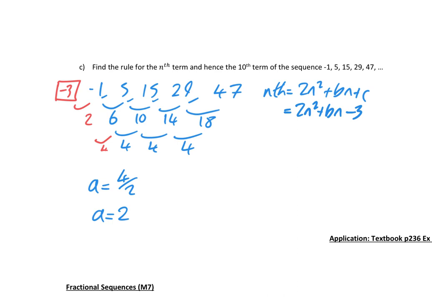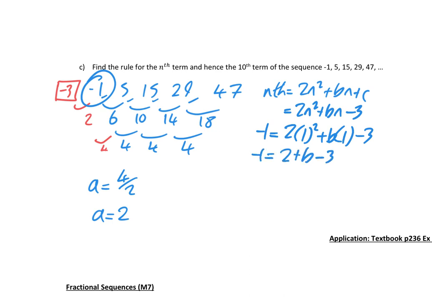And then we can just check out this number, which is minus 1. So minus 1 is the value when you put n is equal to 1 into that sequence. So that's 2 times 1 squared plus b times 1 minus 3. So minus 1 is equal to 2 plus b minus 3. So minus 1 is equal to 2 minus 3 would give you minus 1 plus b, which means your b works out to be 0, which is a bit weird, but that happens, it's fine. So your nth term is equal to 2n squared minus 3.